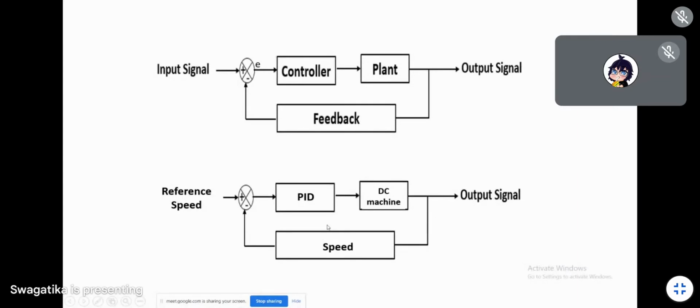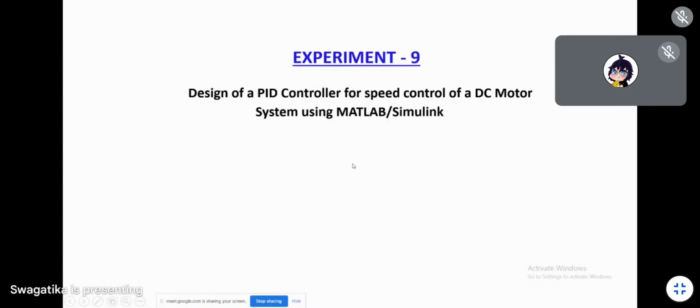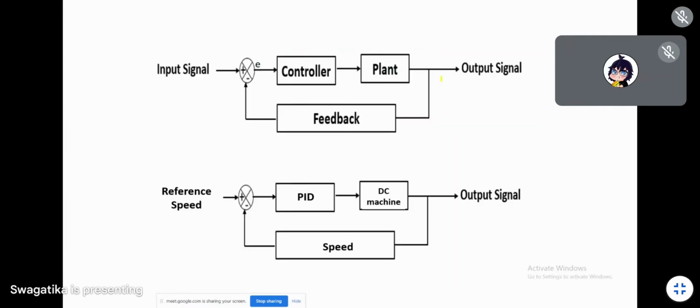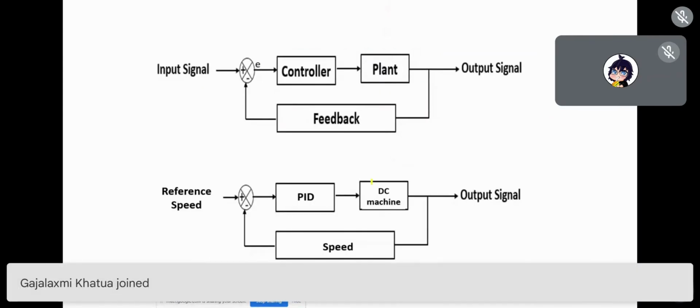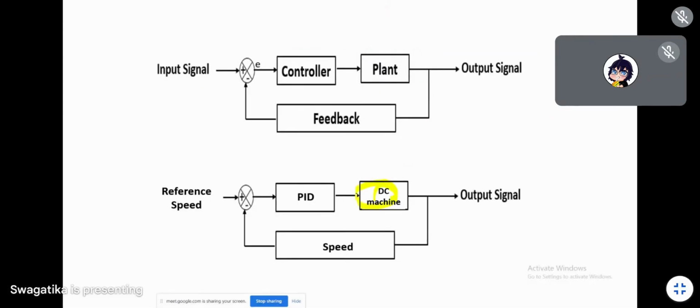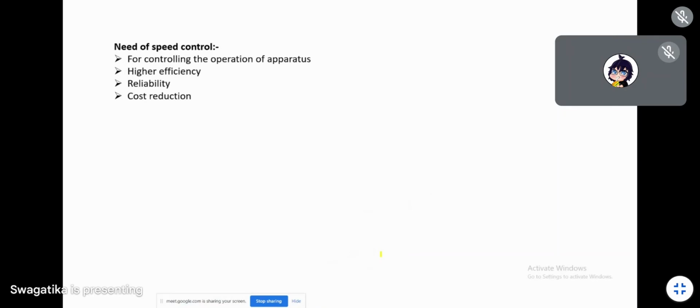The aim is to control the speed of the DC machine. For that, in the part of the controller I am taking PID. The plant will be our DC machine, and you have to control its speed. So this is the basic block diagram.